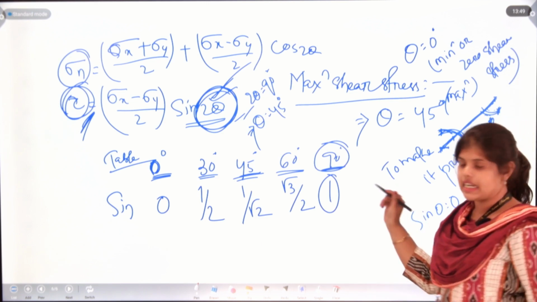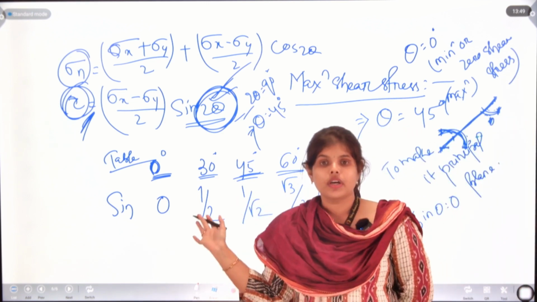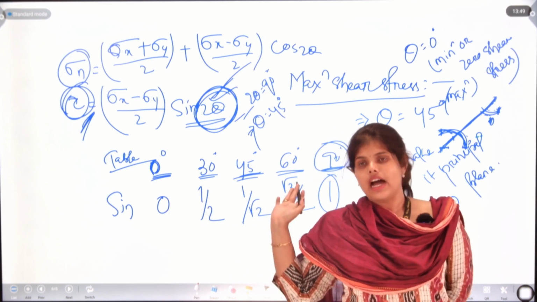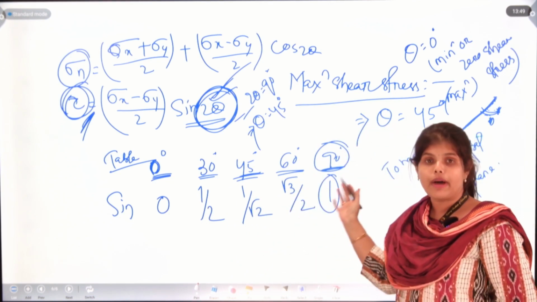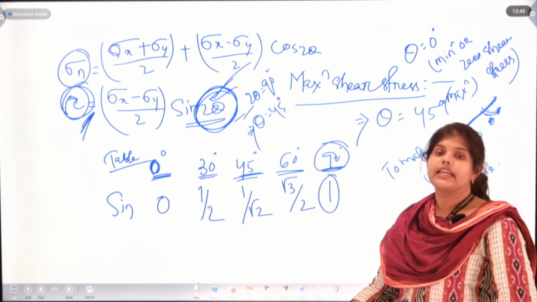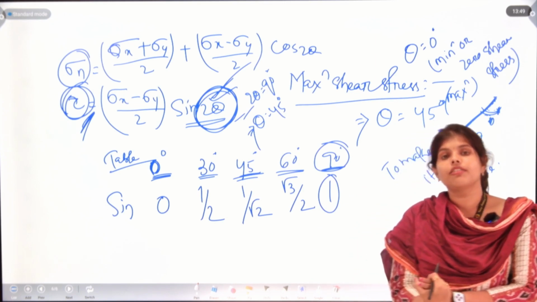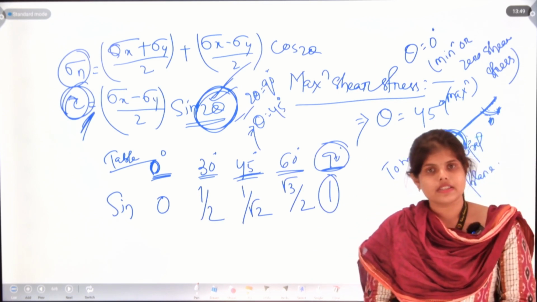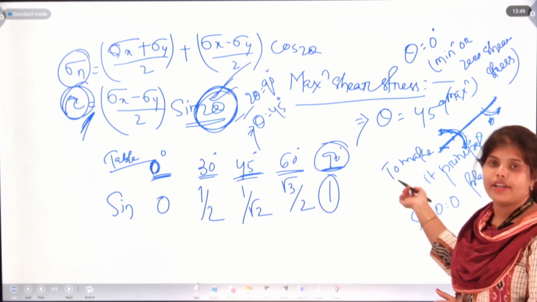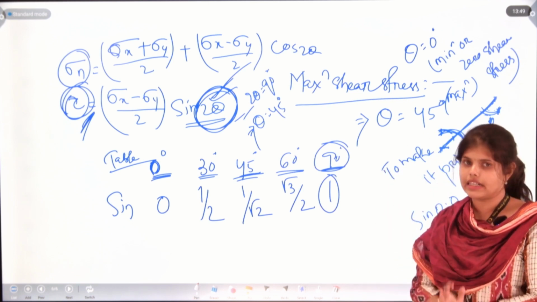So in this class, we have the values of sigma n and tau for biaxial stresses, in the case of any plane where two directional stresses are acting. So we have found out the values of sigma n and tau here.